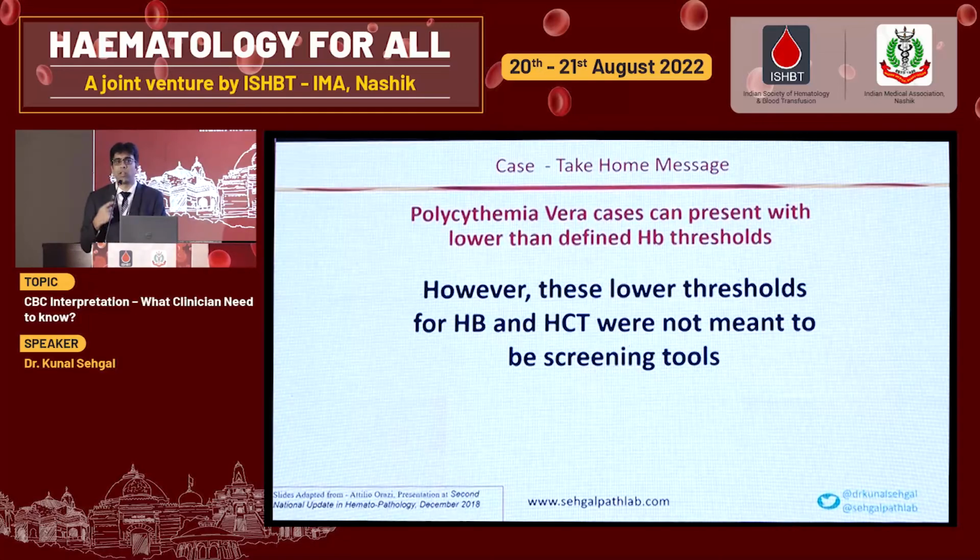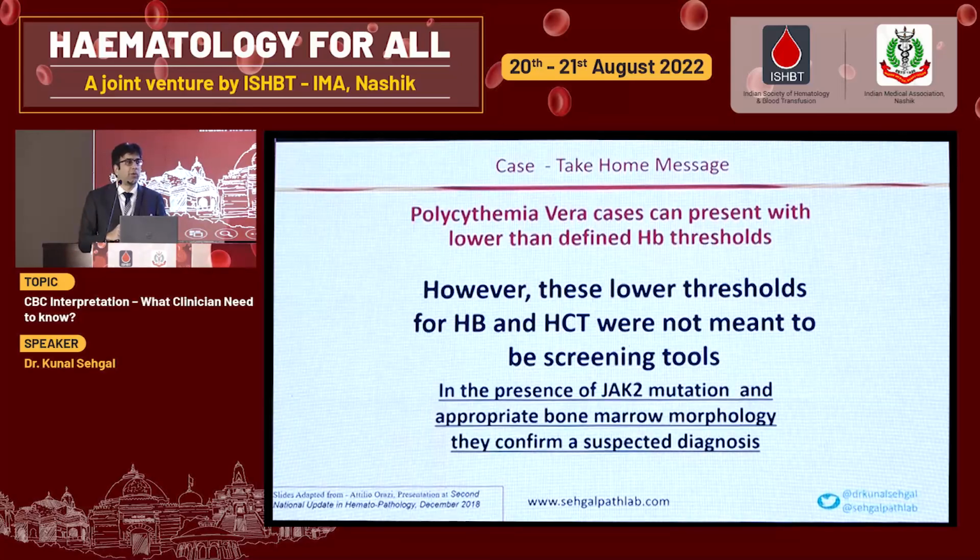So these were very important take-home messages. They can present at lower than defined hemoglobin thresholds. These thresholds for Hb and Hct are not meant to be screening tools. Not every patient of 16 may need evaluation with a marrow and everything, but a patient with suspicion, you can do a JAK2 and an EPO level from peripheral blood itself. If the picture matches, then you should start thinking of polycythemia vera.